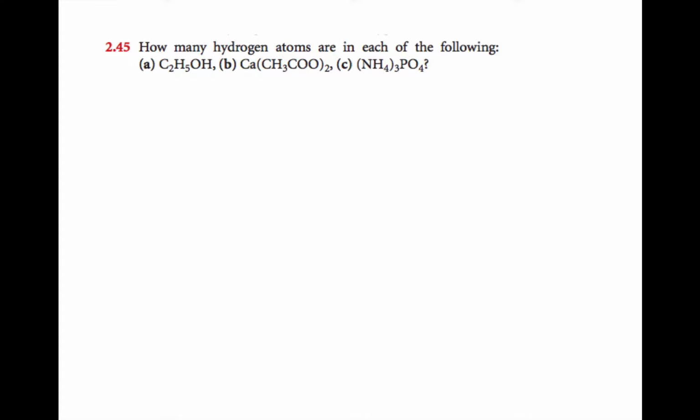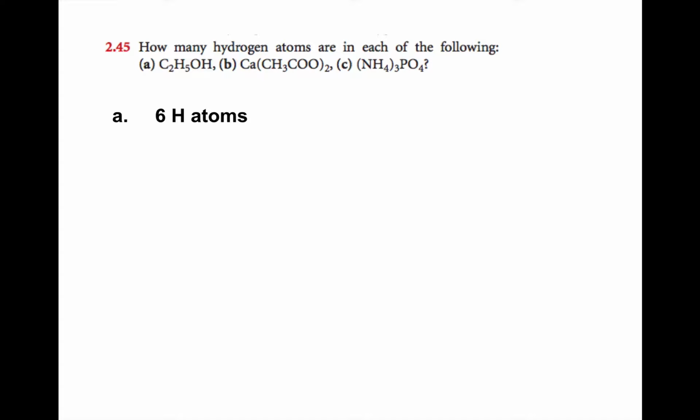Well, you've got 5 in the main body of the hydrocarbon there, and then you have this OH group, so there's another H. When you add those up, you would have 6 hydrogen atoms in that formula. Now looking at B, it's different. This is not strictly a molecule.